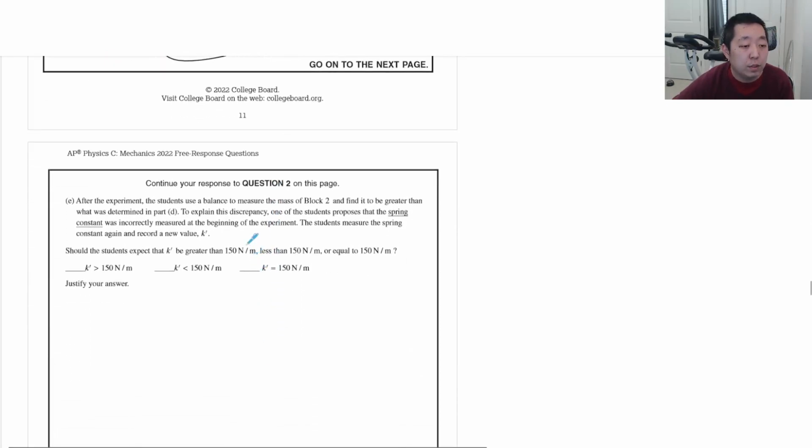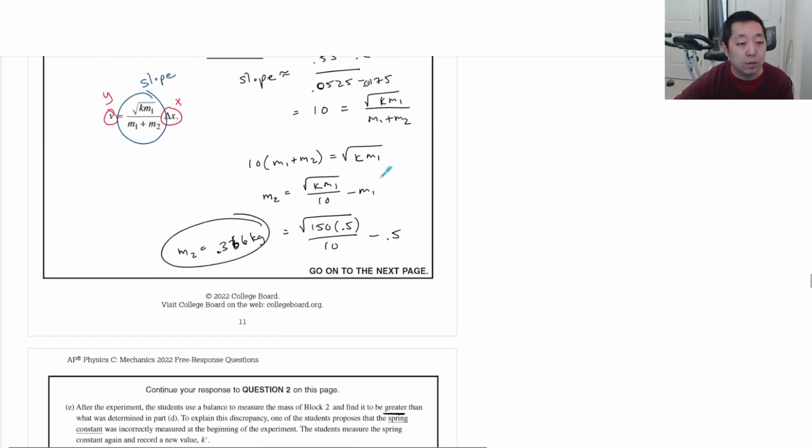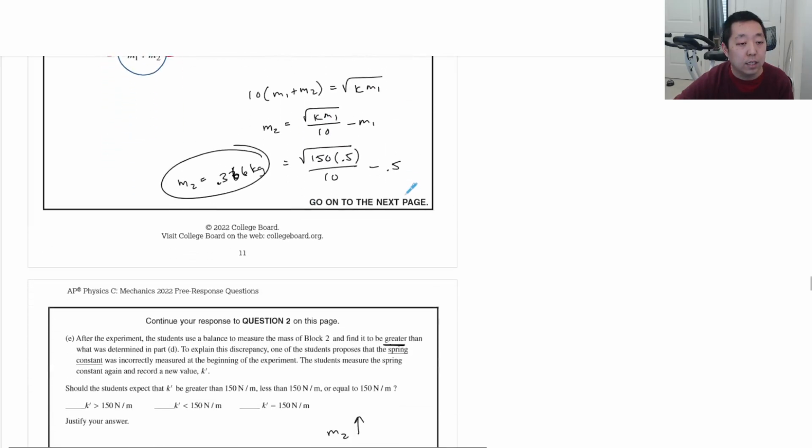After the experiment, students use a balance to measure the block of mass m2 and find it to be greater than what was determined in part D. So m2 goes up. To explain this discrepancy, one of the students proposed that the spring constant was incorrectly measured. The students measure the spring constant again and record the value of k prime. Should they expect that k prime be larger or smaller? So if m2 is really larger, we want to know how that depends on k. So I might solve for k in this case.